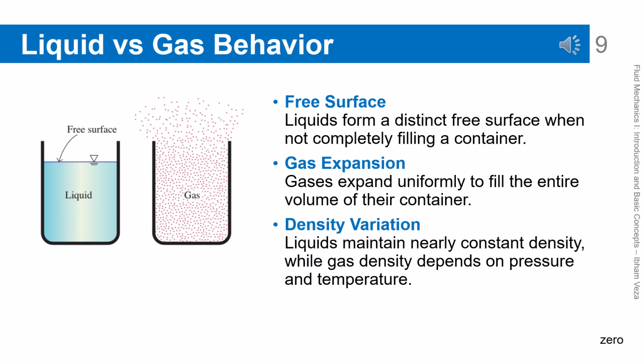Liquids form a free surface when they do not completely fill a container. Gases always expand to fill the entire volume of their container. The density of liquids is nearly constant, while gas density strongly depends on pressure and temperature. These differences are crucial in engineering modeling and analysis. Treating a gas like a liquid can lead to serious errors.